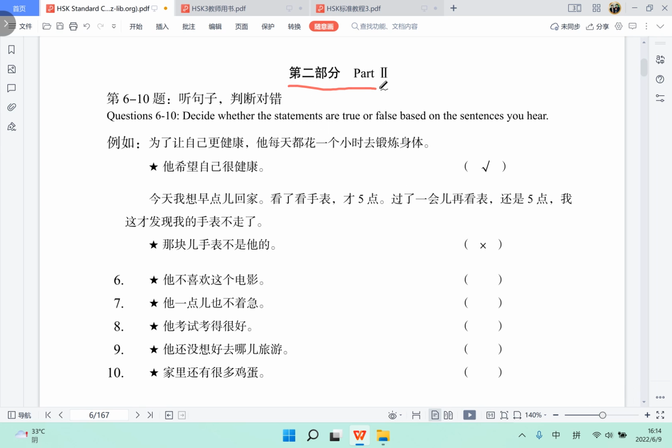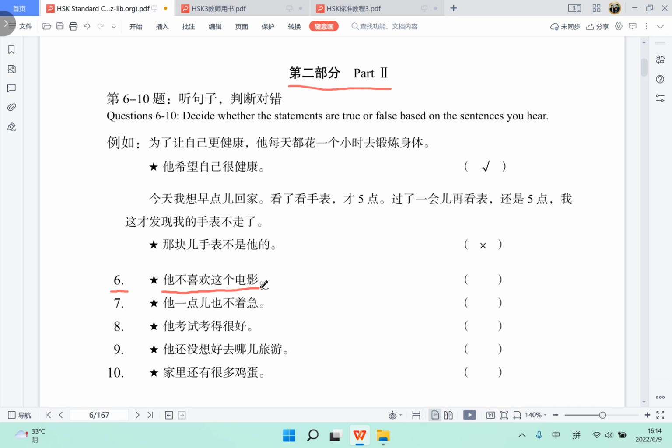Okay, 第二部分, second part. 听句子判断对错. This is also a question type tested in the HSK 3 examination, and also in HSK 4. For this kind of question, we have to check the sentence first.